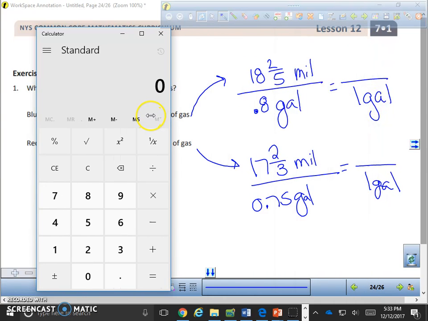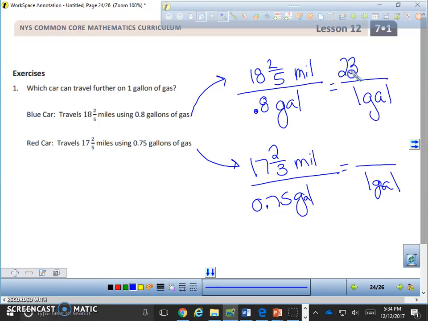Make that puppy smaller. So we have 18 2/5 that needs to be divided by 0.8. Let's go ahead and do 2 divided by 5. Change this to a decimal. Now we have this as a decimal. We're going to add our 18 in. Now it's 18.4. And we're going to divide it by 0.8. We get 23 miles in 1 gallon.